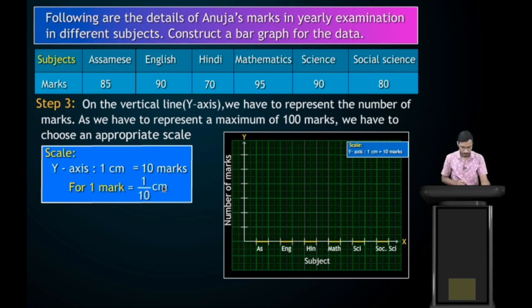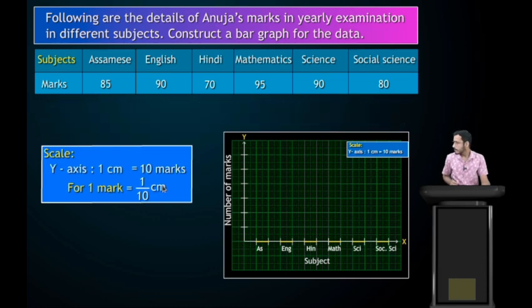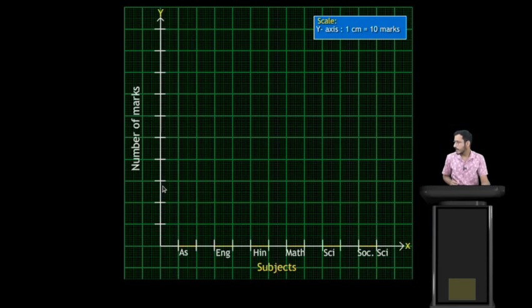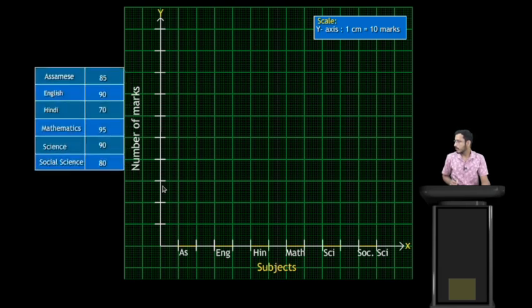So now, number of marks on the y-axis. We draw marks on the y-axis and subject on the x-axis. Marks, number of marks on the y-axis, subject name on the x-axis. Here the first subject is Assamese, 85 marks. So now we will draw a bar. We will construct a bar on the Assamese subject.